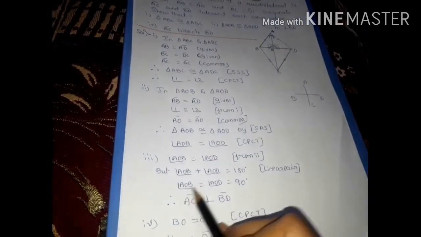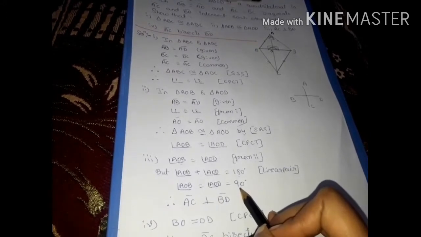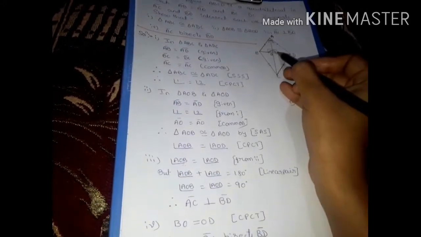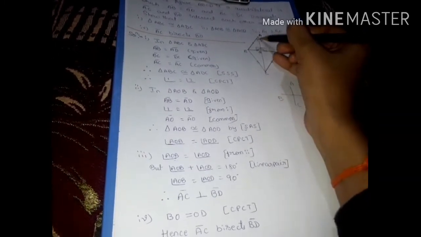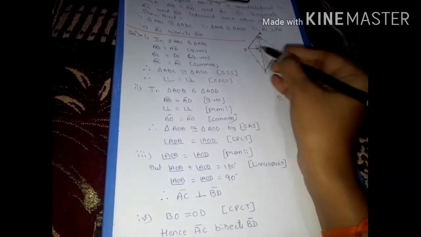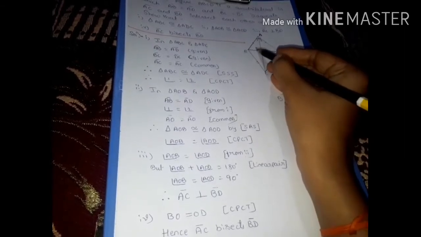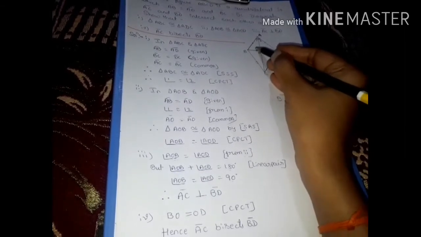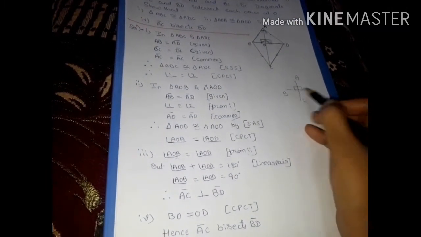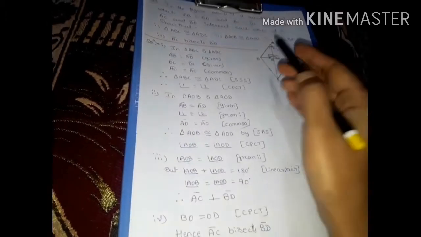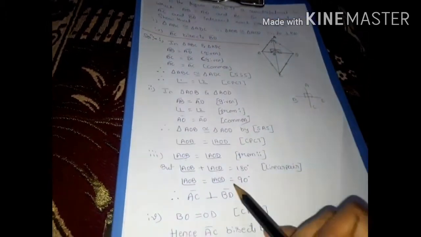Then angle AOB equals angle AOD, and each measures 90 degrees. When each measures 90 degrees, we can say that AC is perpendicular to BD. It forms a 90 degree angle, which is what perpendicular means. So here AC is perpendicular to BD. We proved the third sub question, AC perpendicular to BD.